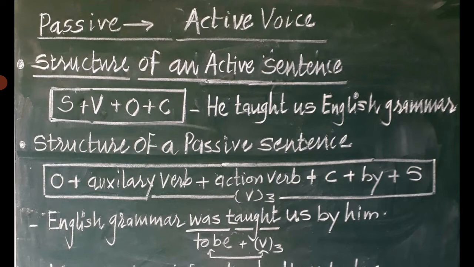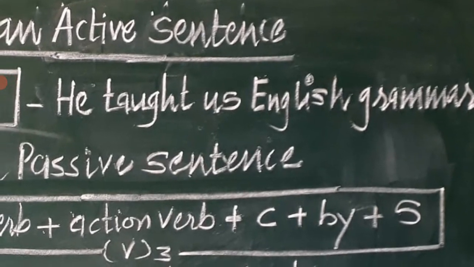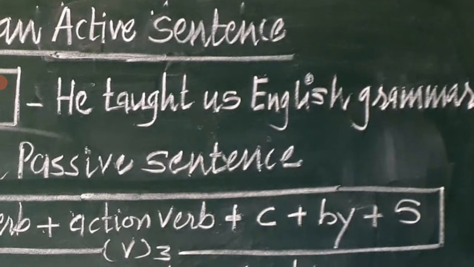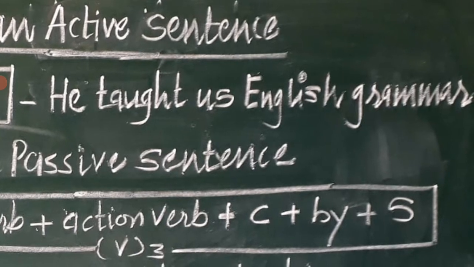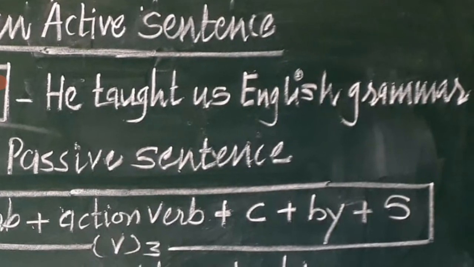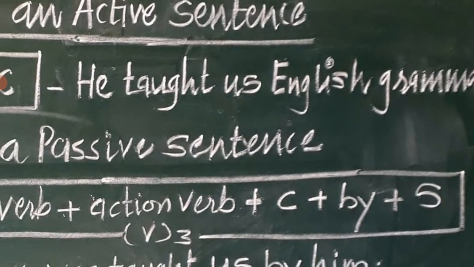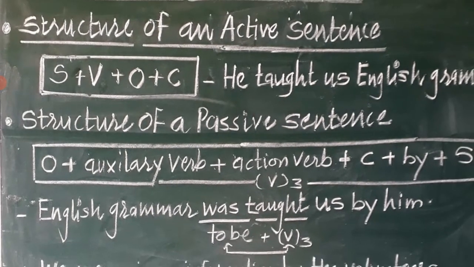Now, the example here: he taught us English grammar. We know that the subject here is he, taught is the past form of the action verb teach. Afterwards, us, which is an object: taught whom? The answer of this question is us. Taught what? The answer is English grammar. So, here are two objects, us and English grammar. This is the sentence that belongs to an active structure.